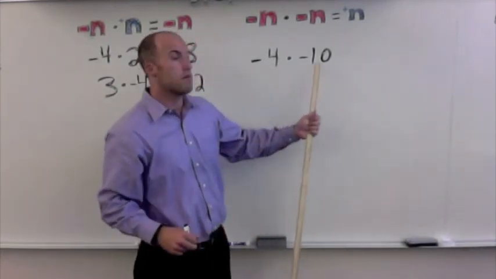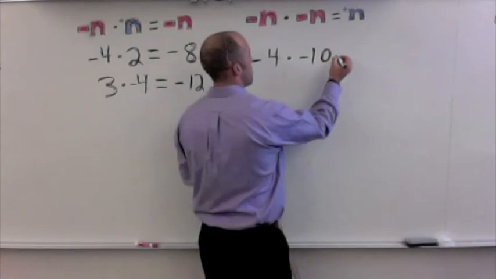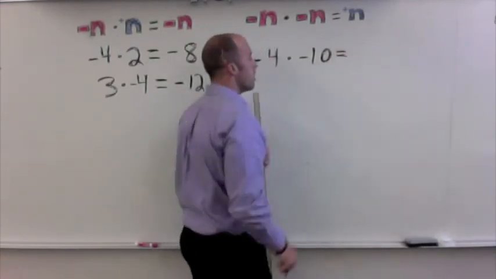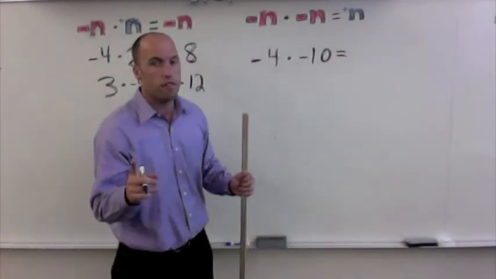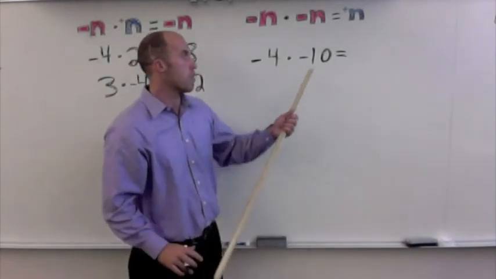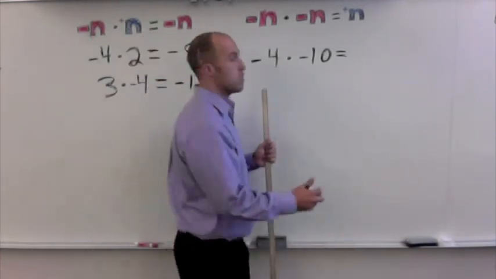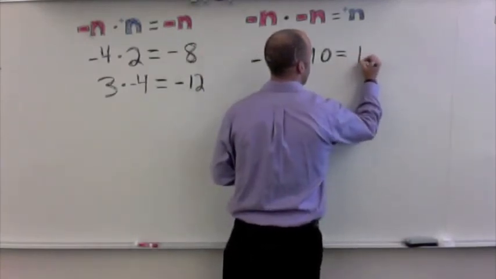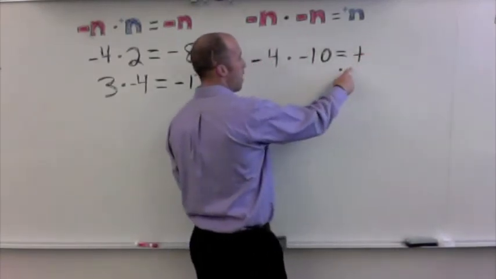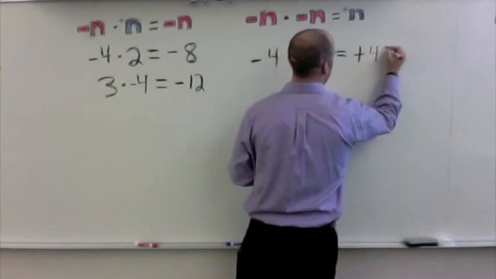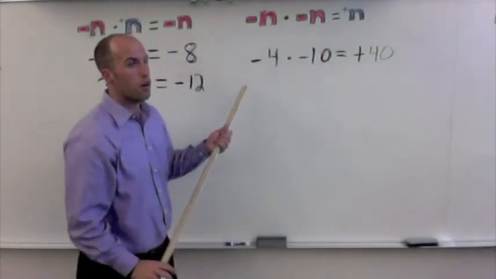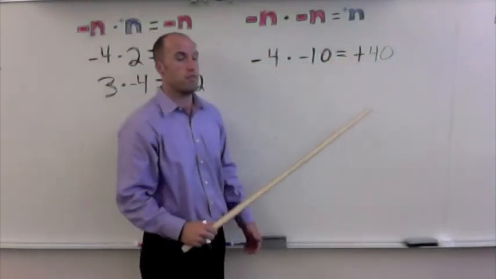But a negative number times a negative number is actually a positive number. So we know the sign already. Let's take our first step and just figure out whether our result is going to be negative or positive. And negative times a negative is actually going to be positive. So let's write a positive right here. So it's going to be positive 40. Negative 4 times negative 10 is positive 40.